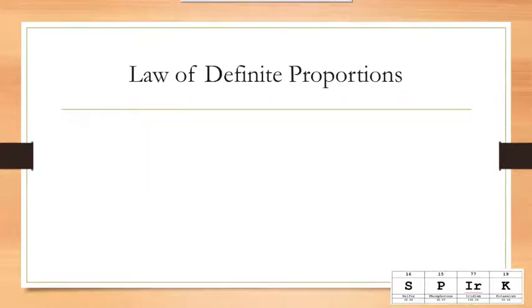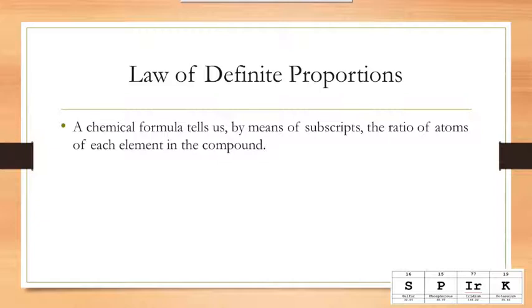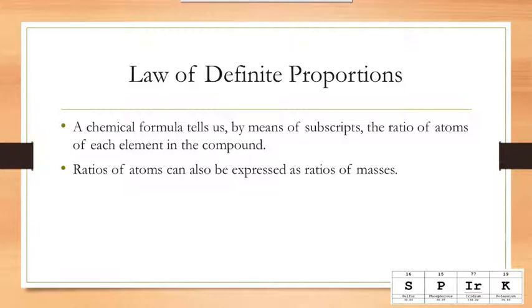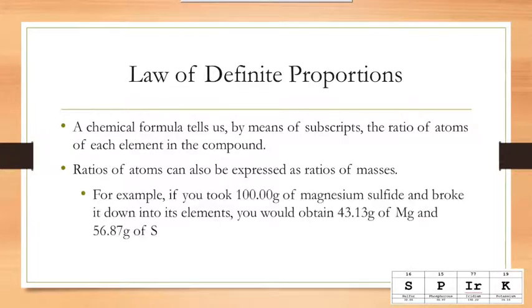Let's start off with the law of definite proportions. A chemical formula tells us, by means of subscripts, the ratio of atoms of each element in the compound. Ratios of atoms can also be expressed as ratios of masses. For example, if you took 100 grams of magnesium sulfide and you broke it down into its two elements, you would obtain 43.13 grams of magnesium and 56.87 grams of sulfur.